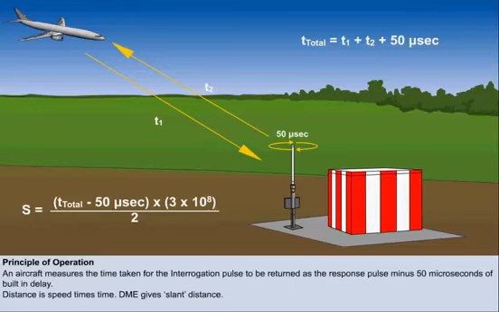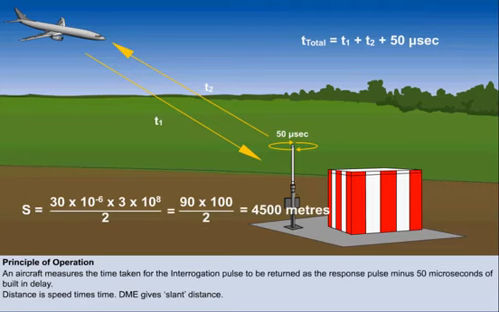If, for example, the transmission times of T1 and T2 total 30 microseconds, we convert microseconds to 10 to the minus 6, which gives us 4,500 meters. Divide by 1852 to convert the meters to nautical miles. We can calculate that the aircraft is 2.43 nautical miles from the transponder.